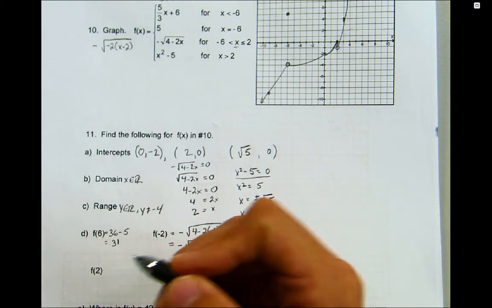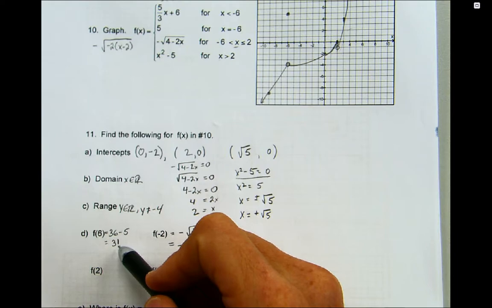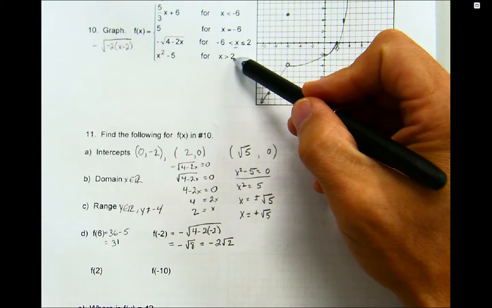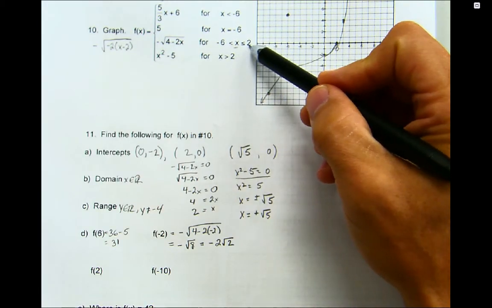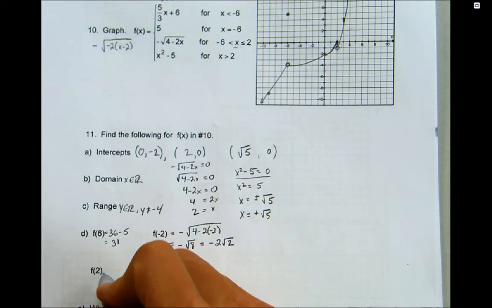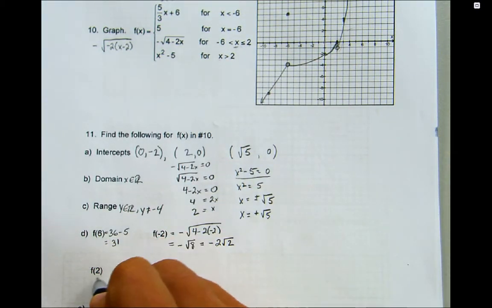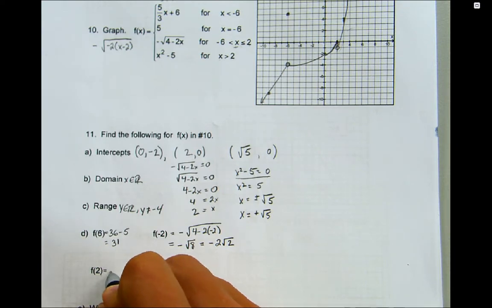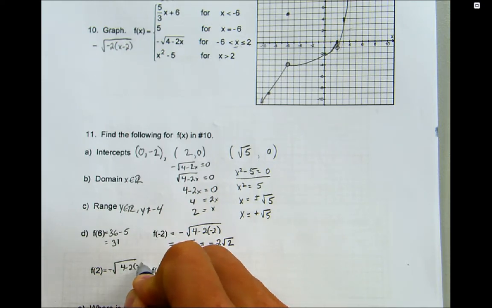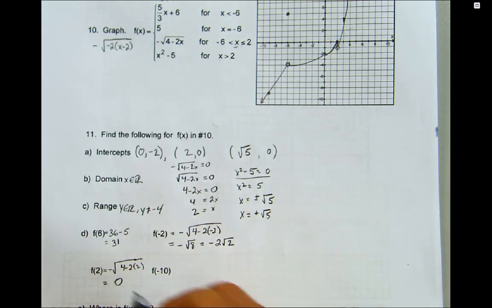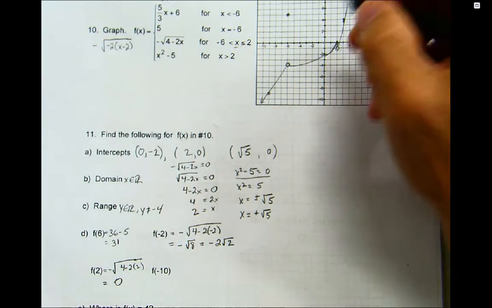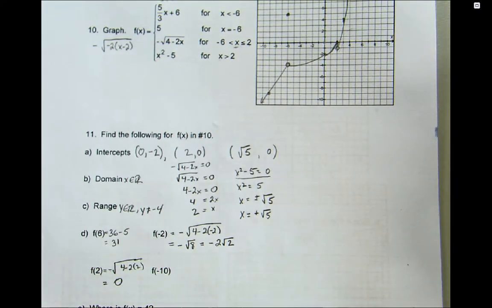And f of 2, where does that one belong? f of 2, ooh. Which one does it belong to? Does it belong here, or does it belong here? I think it belongs here because of the equal sign. Okay, so I'm going to dump 2 into this again, negative square root of 4 minus 2 times 2. Looks like it gives me 0.